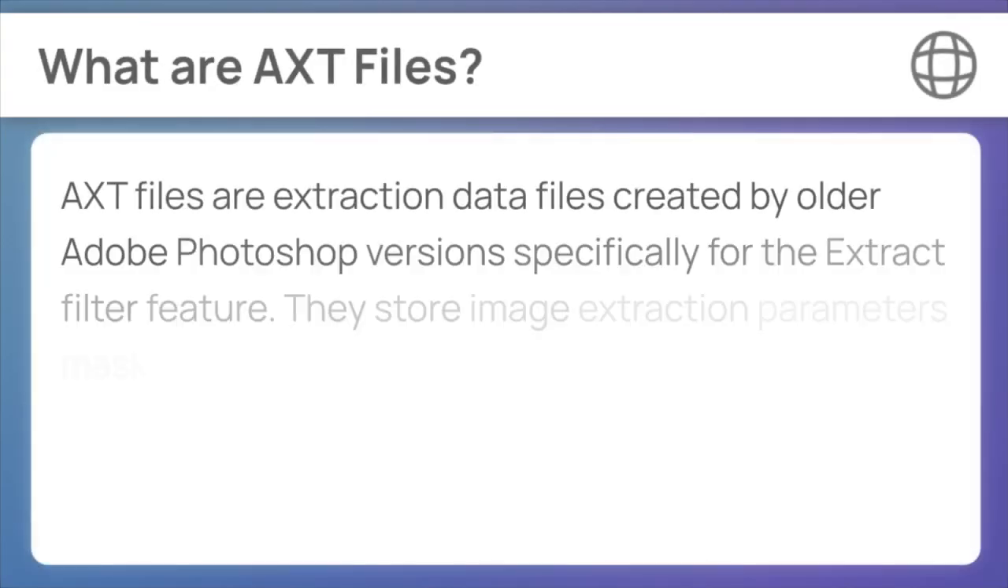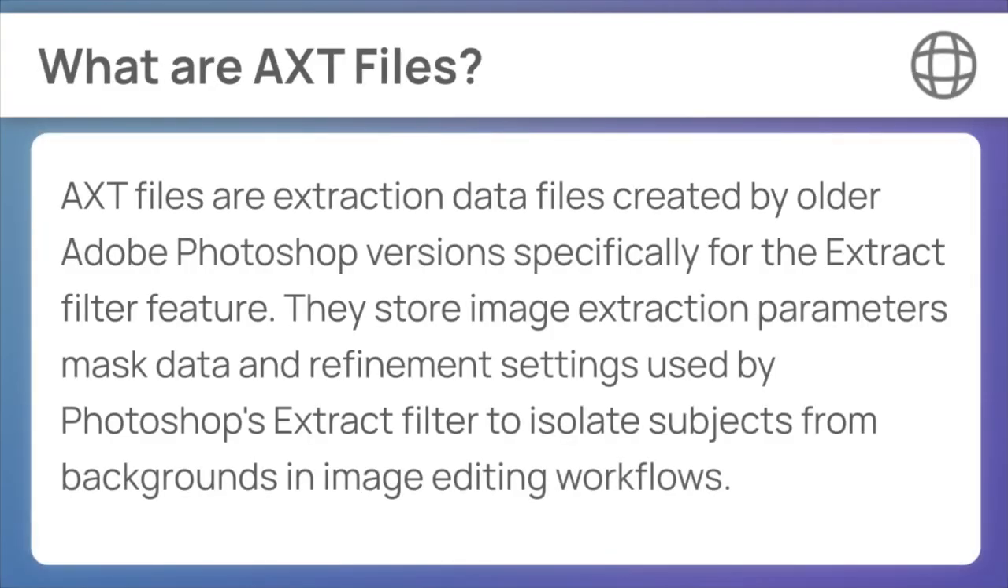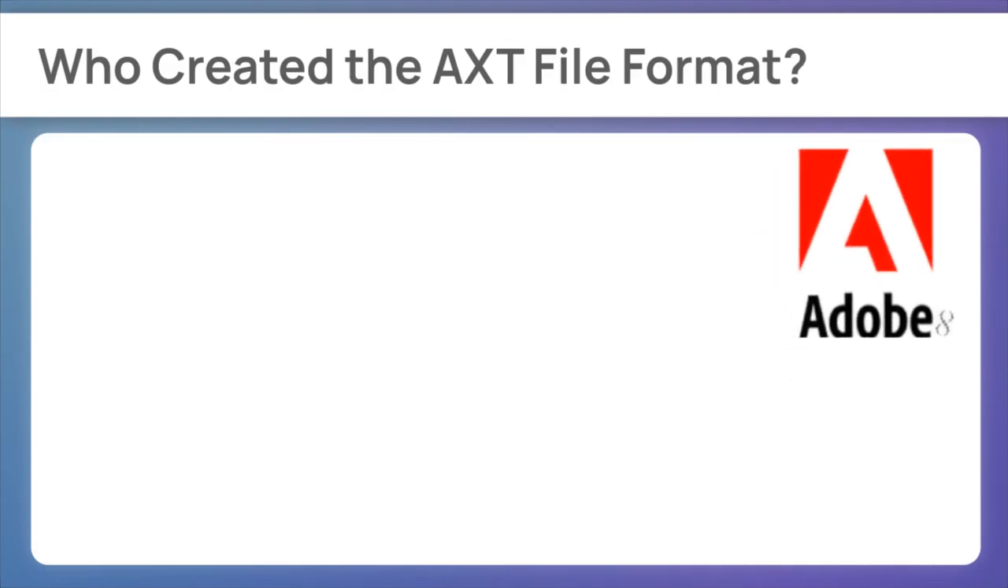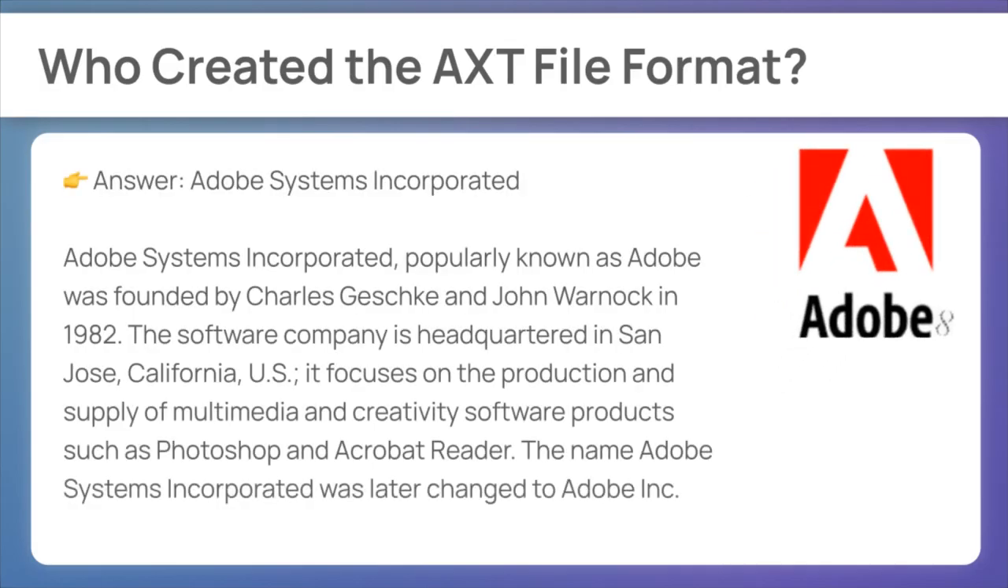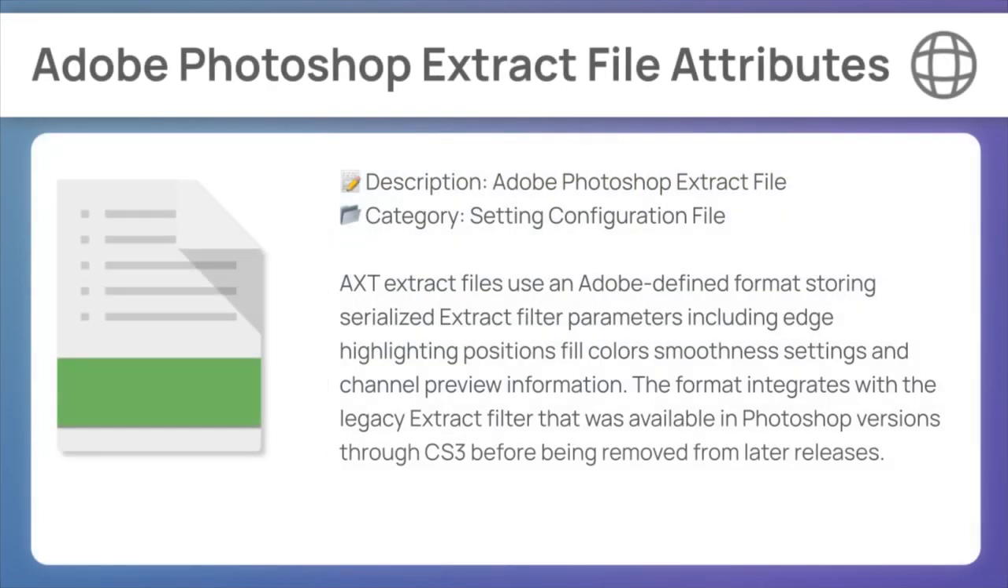AXT files are extraction data files created by older Adobe Photoshop versions specifically for the extract filter feature. They store image extraction parameters, mask data, and refinement settings used by Photoshop's extract filter to isolate subjects from backgrounds in image editing workflows. AXT extract files use an Adobe-defined format, storing serialized extract filter parameters including edge highlighting positions, fill colors, smoothness settings, and channel preview information.